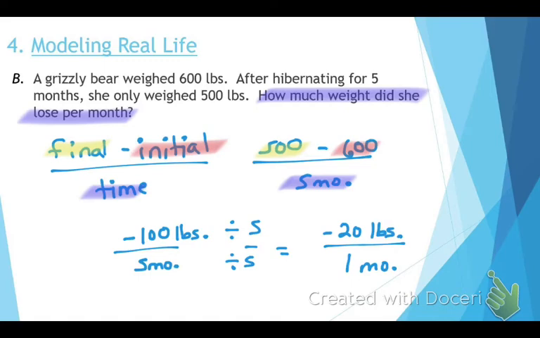Thank you for saying negative 20 pounds per month. Remember, you've got to make sure as you go, how much weight did she lose per month? She lost 20 pounds per month. That's why it's a negative, because she lost that weight. Negative 20 means she lost the weight.